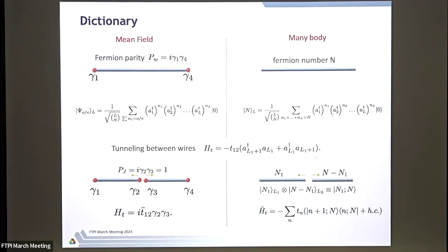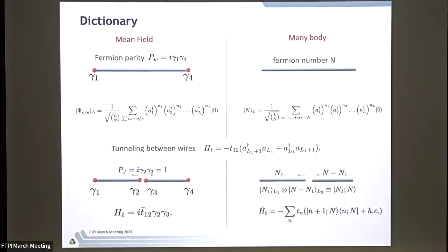And now to set up the braiding, I need to have at least four Majoranas, so I need to split this wire by a weak link. So I introduce a weak link between sites L and L plus one. In the Majorana case, I know what's going to happen. I'm going to create another pair of Majoranas over here with the parity given by the vacuum parity one.